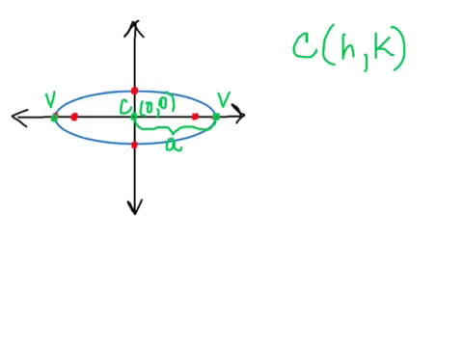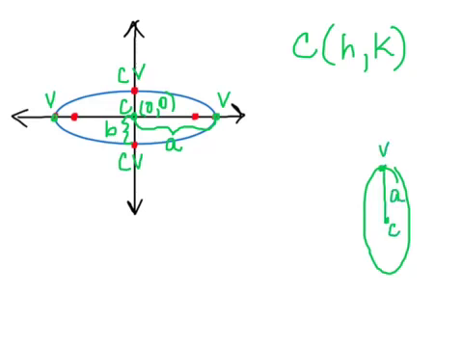Then we have our co-vertices, remember, on the short axis, the minor axis, and the distance between the center and the co-vertex is considered to be b. So even when the ellipse is going in a vertical direction, the distance between the center and the vertex would be a, and between the center and the co-vertex would be b. So on ellipses, a is always going to be bigger than b because a will always be on the major axis between the center and the vertex.